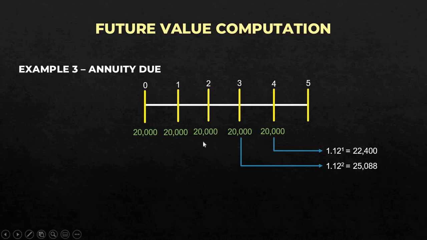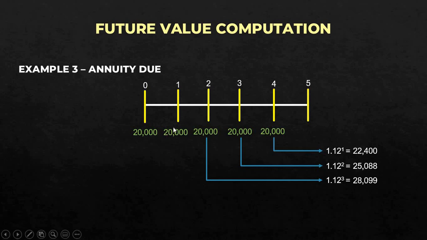Then, dito tayo sa pangatlong 20,000, ang ating formula naman dito is 1.12 cube or 1.12 raised to positive 3. So, bakit positive 3? Kasi tatlo ang compounding period na dadaanan niya bago siya makarating dito sa ating end of the term. At pag minultiply natin ang 20,000 sa 1.12 raised to positive 3, that is 28,099 pesos.